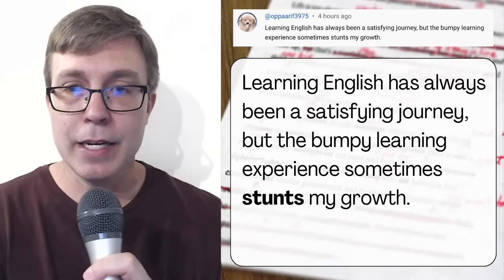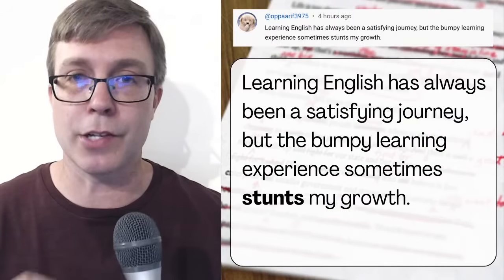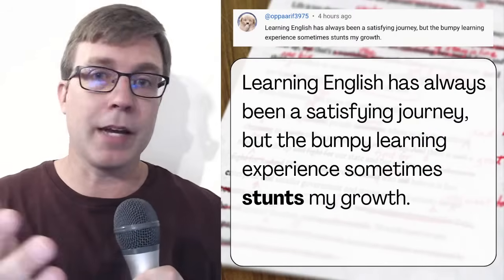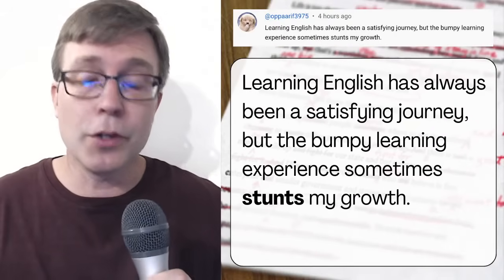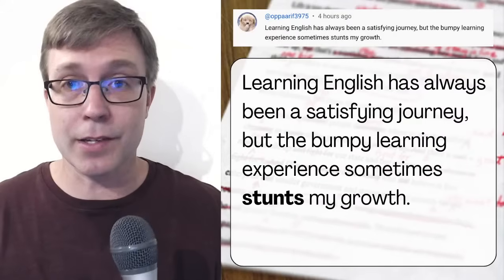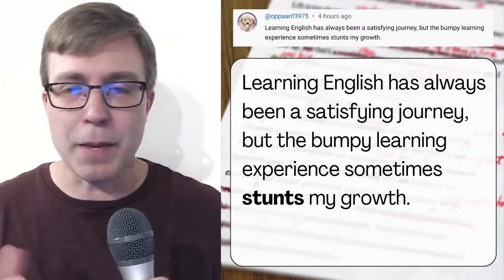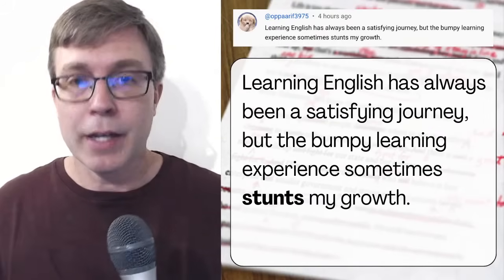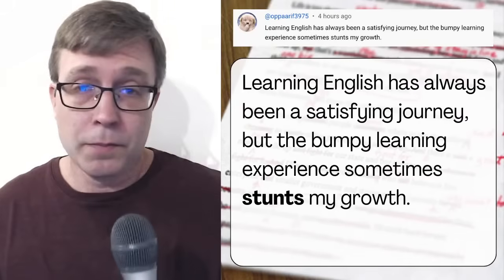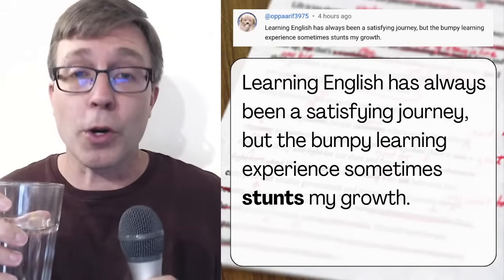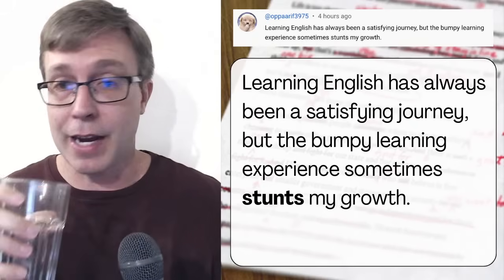I highlighted stunts, or I bolded stunts, because I want to change this word. And I'll pass it off to you. What word could you use instead of stunts? And then I'll get into the difference as to why I bolded this word and said, okay, let's change it. So instead of using stunts, what's another word or words that you could use? There may be others. There's just one in particular that I chose.